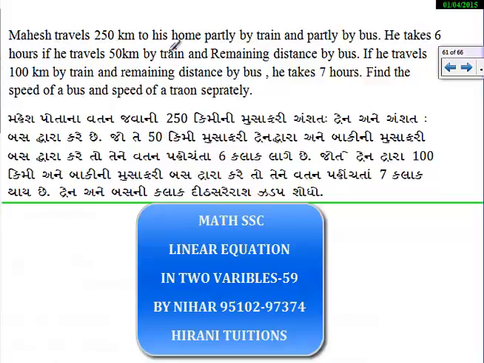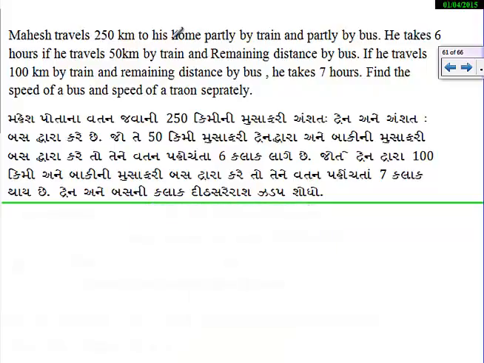Mahesh travels 250 km to his home partly by train and partly by bus. So the total distance to be traveled is 250 km. From that, he travels some distance by train and some by bus. We don't know kitna distance train se travel karta hai, kitna bus se, but some distance by train and some distance by bus. That's what we know.